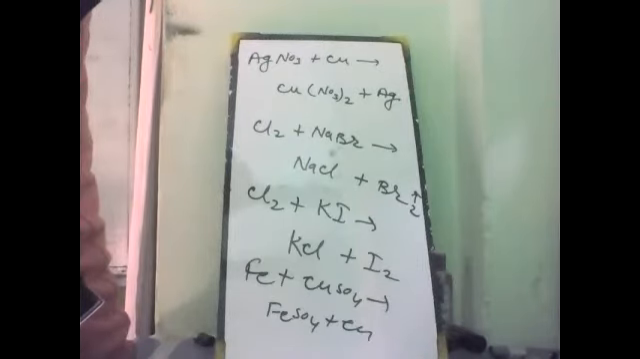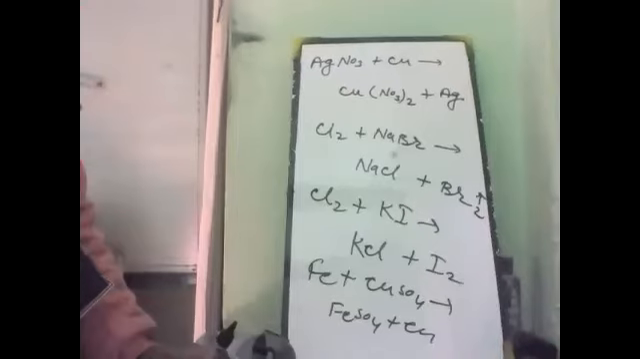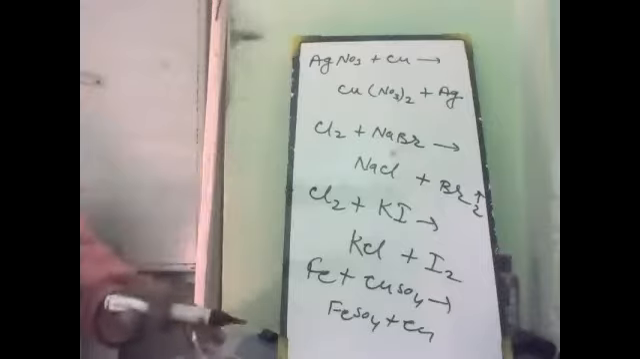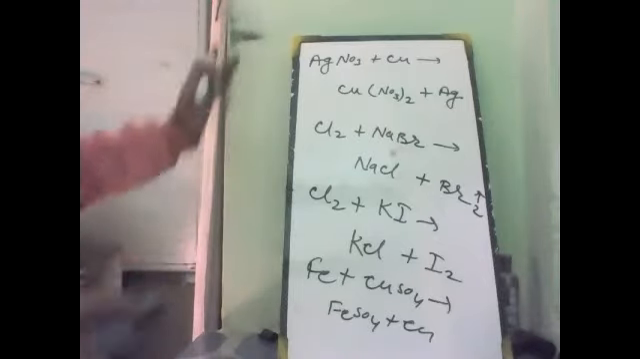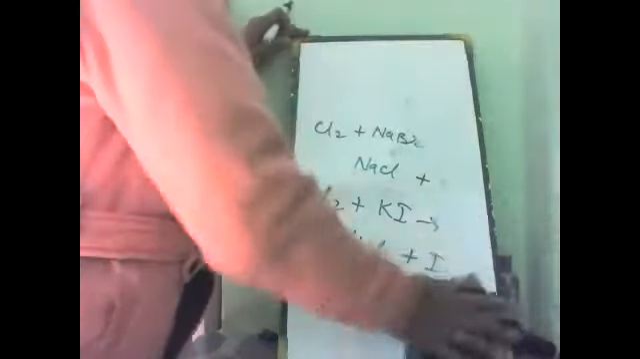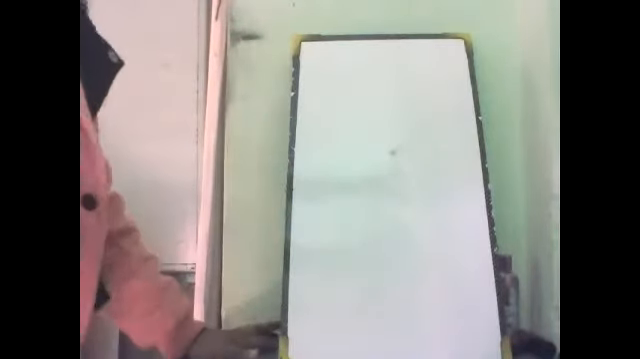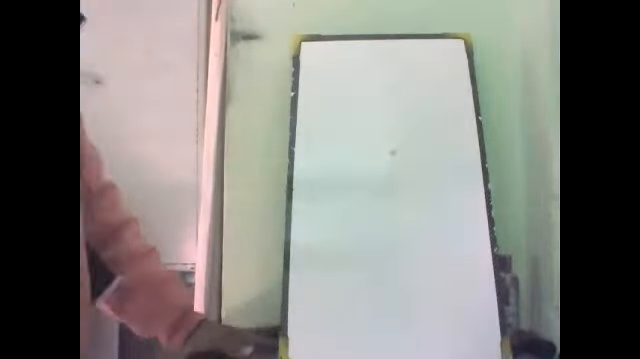Reactive metals react with cold water. The most reactive metals react with cold water, less reactive metals react with boiling water, and the least reactive metals react with steam. There are different conditions. Some atoms react with cold water, some react with hot boiling water, and some in the presence of steam or vapor. Here are some examples.